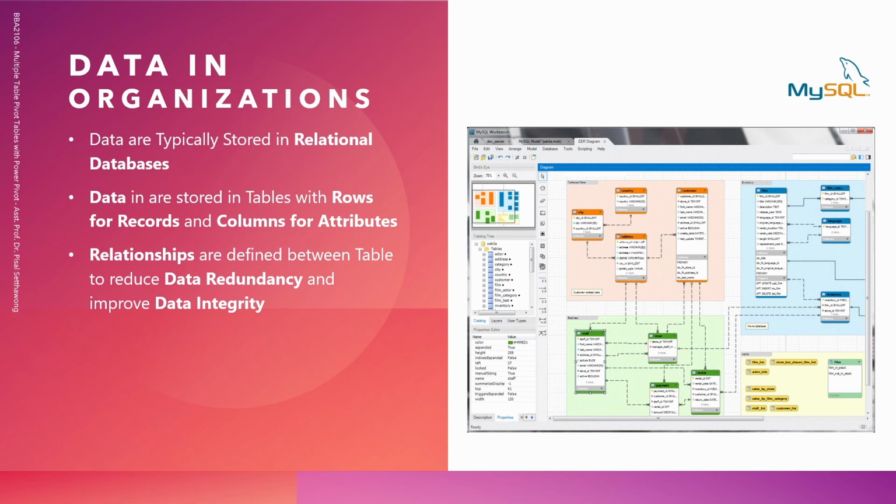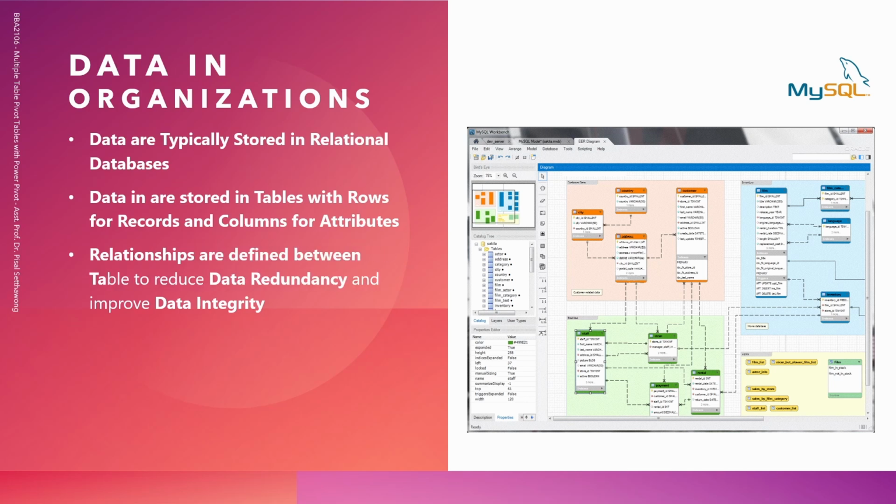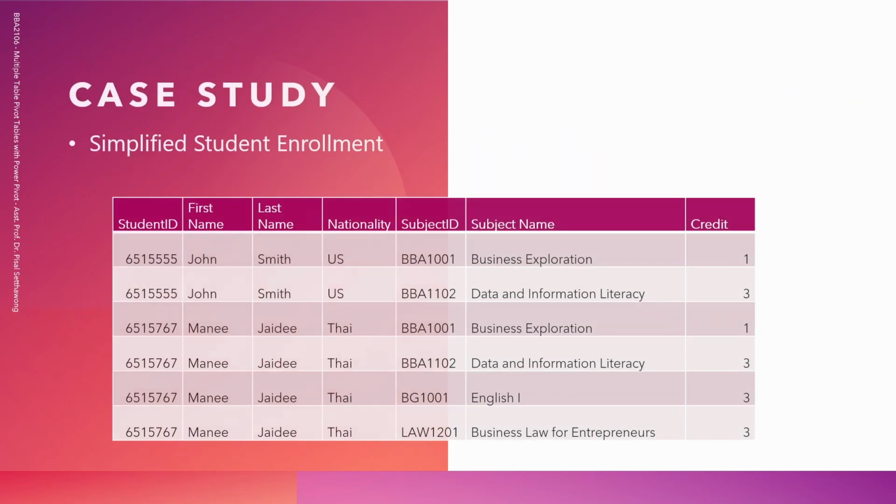Since there's a lot of data in an organization, they will use a specialized software called a relational database to store the organization data needs. The data are stored in tables, which rows are used for the records and columns are used for the attributes. A relationship will be defined between the tables. This will help reduce the data redundancy and improve data integrity. To understand how is it like, let's look at the following case study.